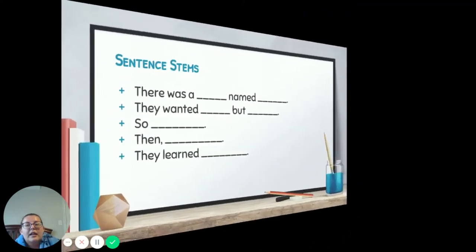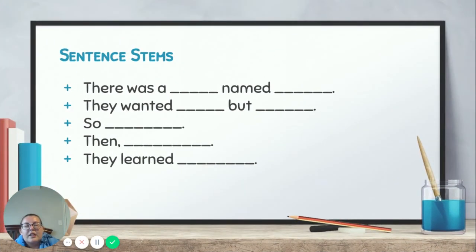And some sentence stems you might use, and you might notice a pattern in this. There was a blank named blank. There was a girl named Juniper. They wanted but, so then they learned. It might sound like your normal retell. Somebody wanted but, so then, and then your lesson.